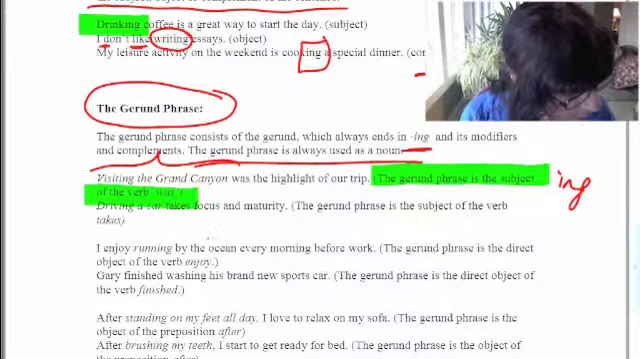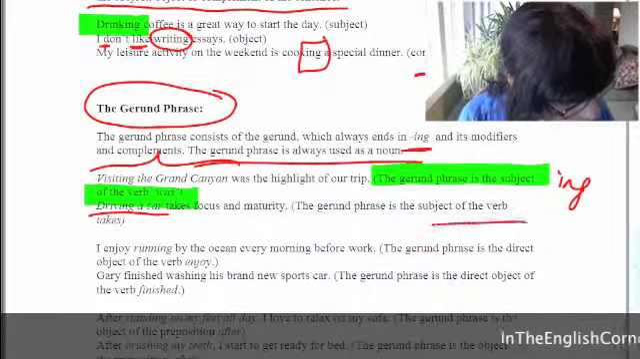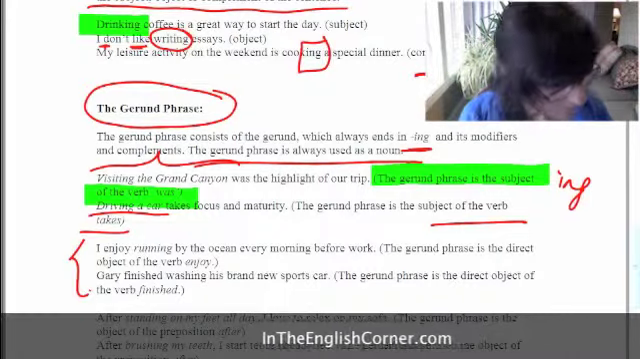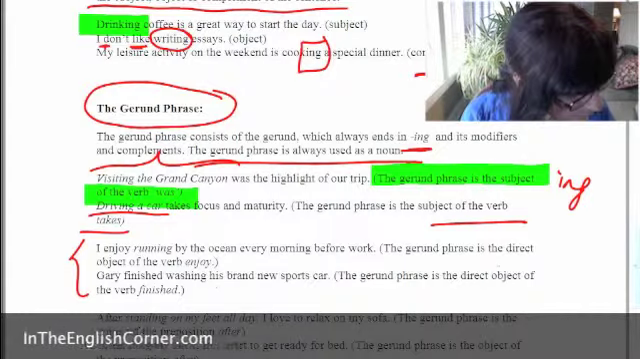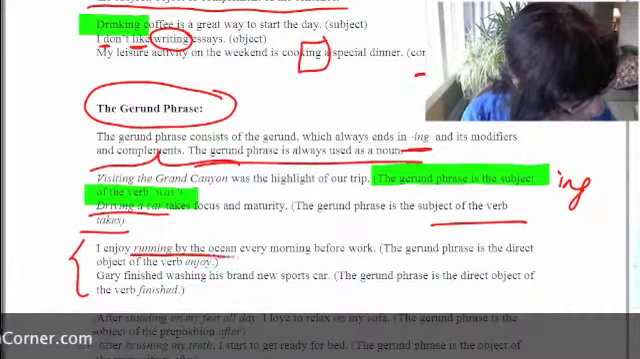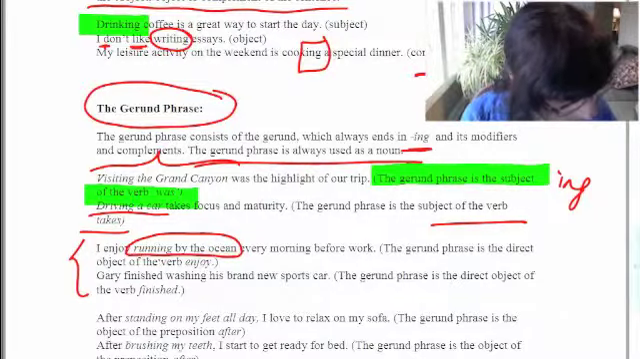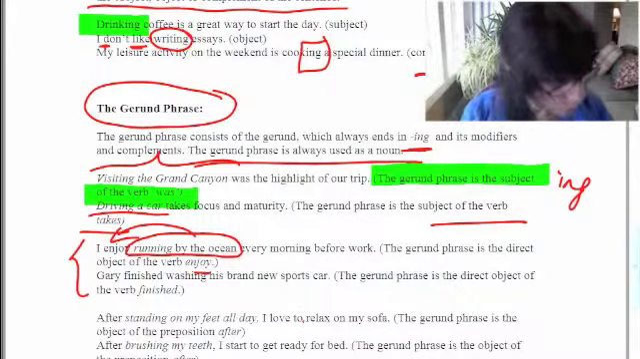Or driving a car takes focus and maturity. The gerund phrase is driving a car, and it becomes the subject of the verb takes. This next group, I enjoy running by the ocean every morning before work. The gerund phrase is running by the ocean. I is the subject, enjoy is the verb, running is the gerund, and the phrase is running by the ocean. And it's the direct object of the verb enjoy. What do I enjoy? Running by the ocean.